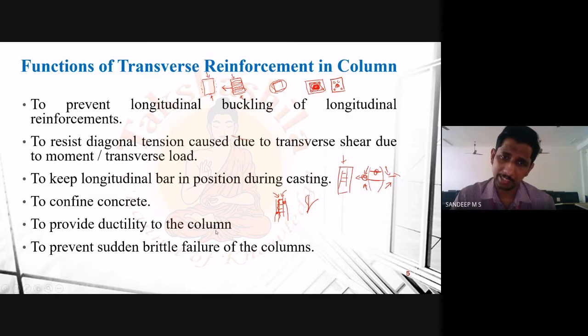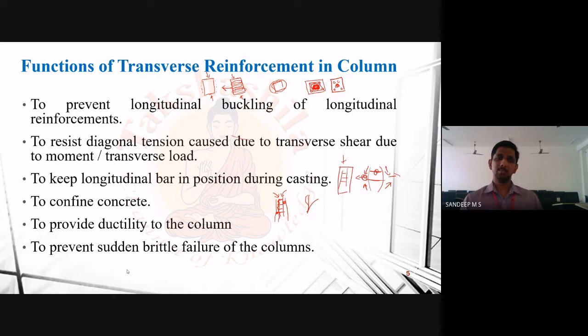Then, to provide ductility to the column is again the same thing which we have explained earlier. As we have more amount of steel, the column will be more ductile. Then, to prevent sudden brittle failure, the same thing presented in a different manner, to prevent sudden brittle failure of the column. So these are some of the functions of transverse reinforcements in columns. And please note, this is one of the sure shot questions from your last module. We have only very small theory portions in this, so normally it is asked for 5 marks.